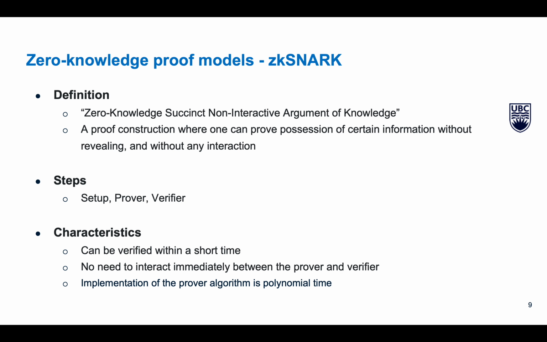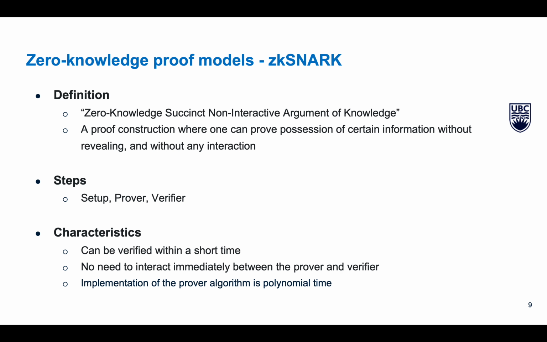And I will introduce a famous zero-knowledge proof model, ZK-SNARK. ZK-SNARK stands for Zero Knowledge Succinct Non-Interactive Argument of Knowledge. It is an improved ZKP mechanism. ZK-SNARK is a proof construction where one can prove the possession of certain information without revealing it and without any interaction.